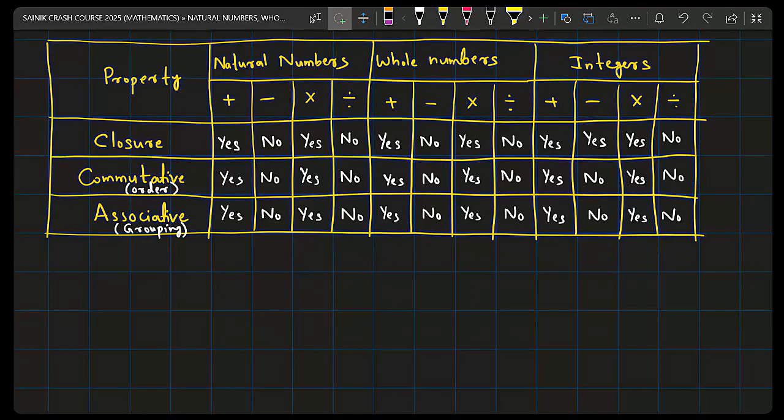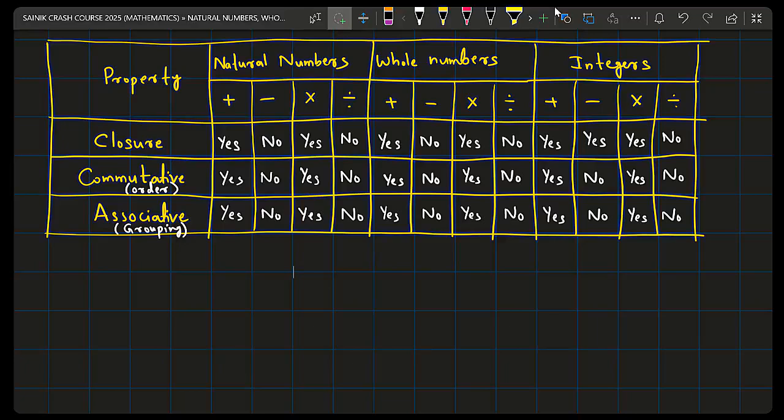Sir, I didn't understand associative property. Associative property means you take any three numbers. If you group the first two or the last two, do the operation, you should get the same answer. For Abhyuday, I took one example now. Understood that? Yes, sir.